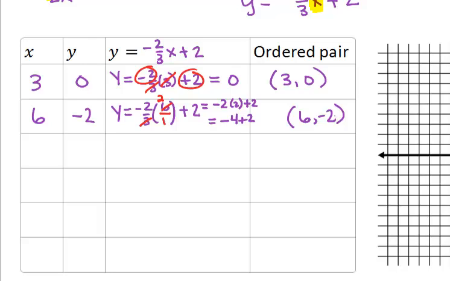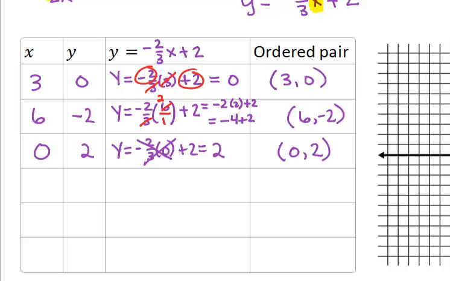So I selected a few positive ones. Now let me pick 0. 0 is always a good one to pick. So y is equal to negative 2/3 times 0 plus 2. Everything cancels, just leaving me with 2. So that gives me the ordered pair of 0, 2.